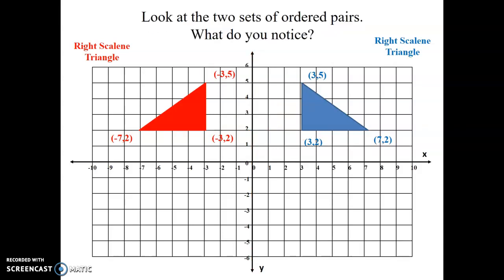Now let's take a closer look at their ordered pairs. We know we've reflected the shape over the y-axis. What do you notice about their ordered pairs?